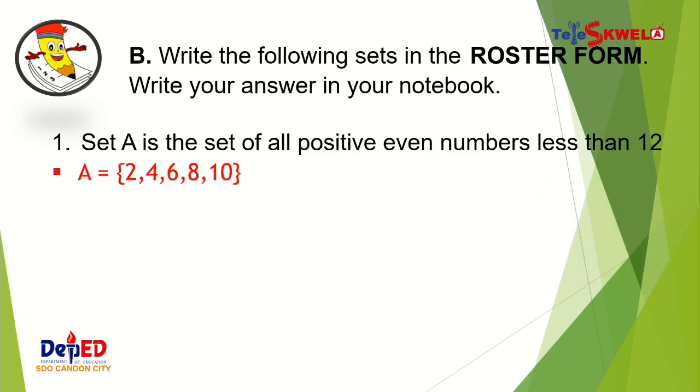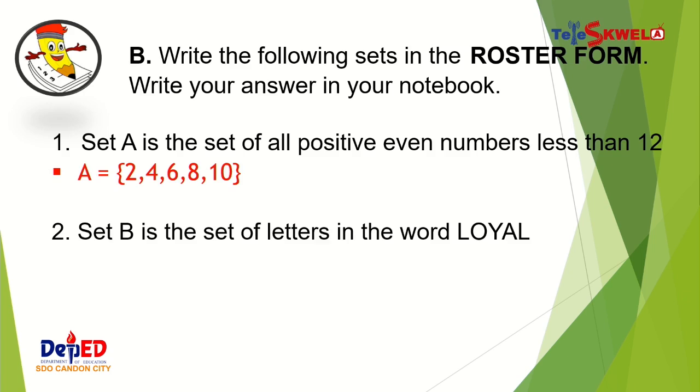Answer, set A is a set that contains the elements 2, 4, 6, 8, and 10. Number 2, set B is the set of letters in the word loyal. Answer, set B is the set that contains the elements L, O, Y, and A.